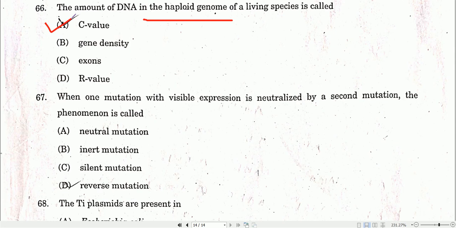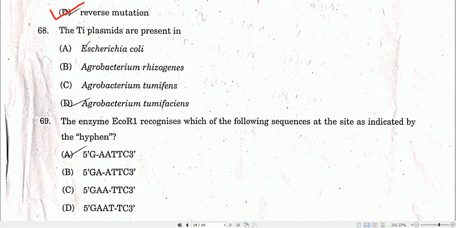Okay. So coming to question number 67. When one mutation with visible expression is neutralized by a second mutation, that is reversed back to its natural or neutral condition, that will be your reverse mutation. So option D will be the correct one. Coming to question number 68. The TI plasmid, the tumor inducing plasmid, is present in Agrobacterium tumefaciens, and due to this there is a disease in plants, that will be your crown gall disease.